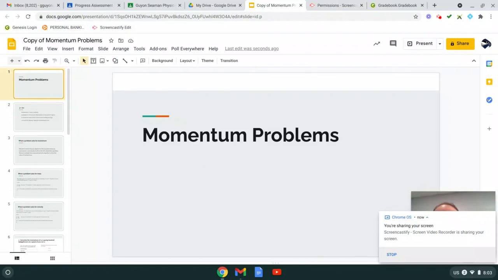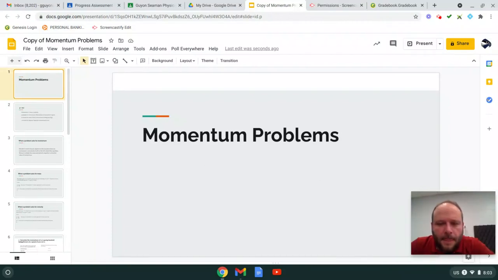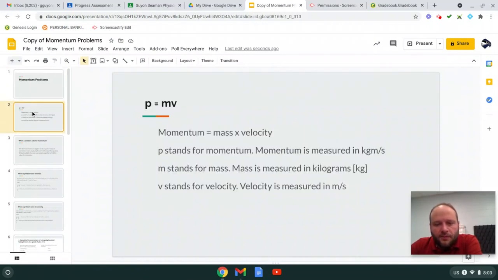Okay, so last week we started working with momentum, and you did the Ed puzzle, and then we also had the Nearpod on Friday. So today we're going to look at momentum problems a little bit further. You did a few problems in that Nearpod on Friday of last week, but now we're going to look at a few more problems. So just a little reminder of how to do these problems.